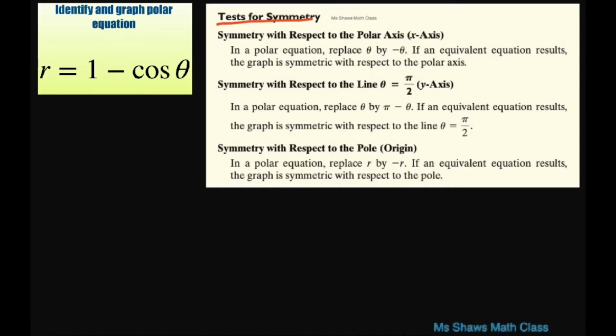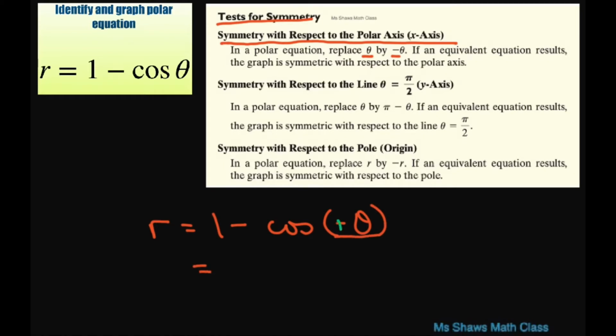The first test is to see if it's symmetric with respect to the polar axis by replacing theta with negative theta. So we get r equals 1 minus cosine of negative theta. Well, since cosine is an even function, I can change this to a positive and I get 1 minus cosine of theta. Since it is equivalent to our original equation, our test passes. So it is going to be symmetric to the x-axis.